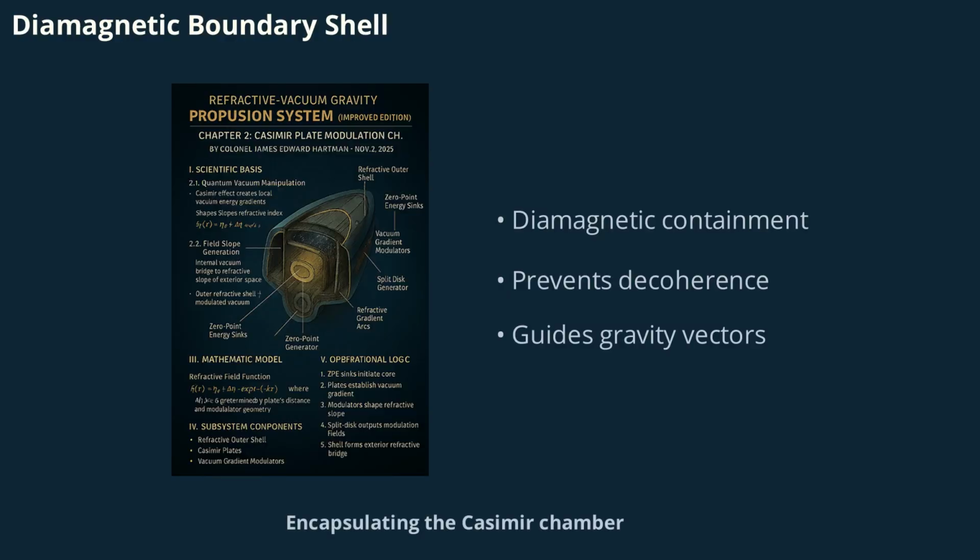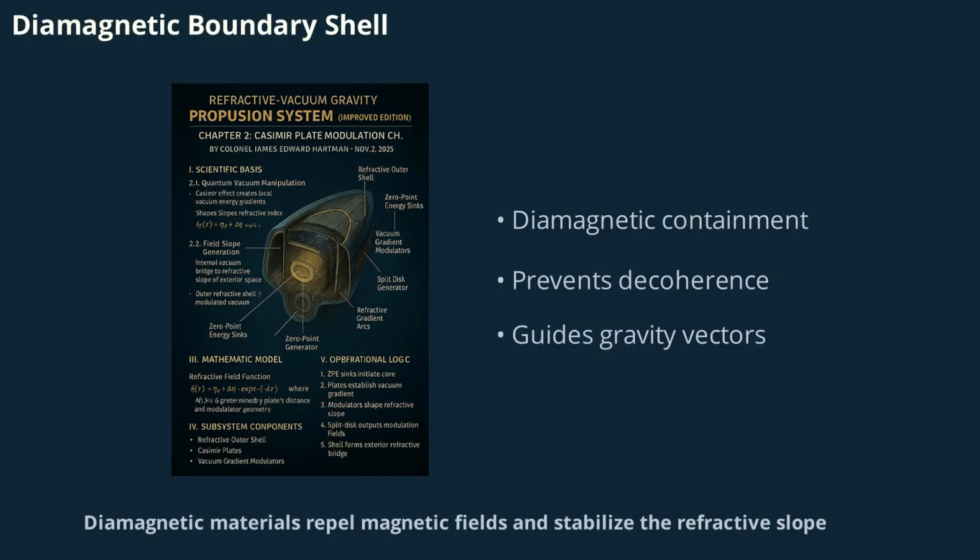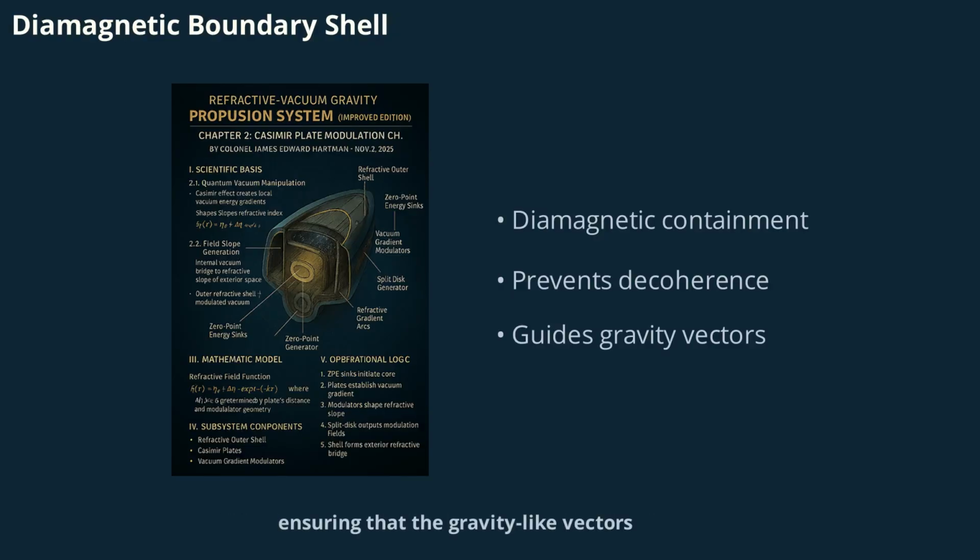Encapsulating the Casimir chamber, the diamagnetic boundary shell uses advanced materials to guide and contain the refractive gradient. Diamagnetic materials repel magnetic fields and stabilize the refractive slope, acting as a boundary layer between the modulated vacuum and ambient space. This shell prevents decoherence and field leakage, ensuring that the gravity-like vectors generated are coherent and precisely directed. The mathematical model for this subsystem demonstrates how diamagnetic field shaping and refractive gradients interact, providing a robust framework for experimental validation and further study.